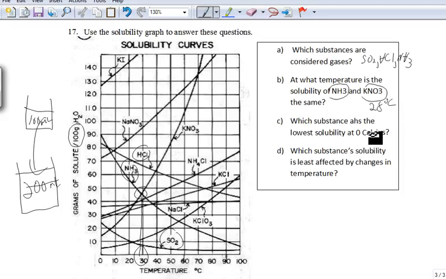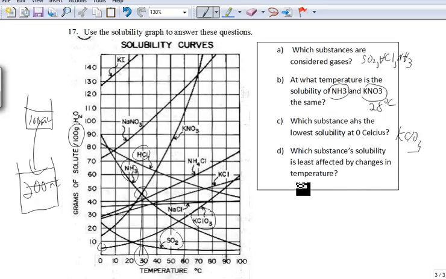Which substance has the lowest solubility at 0? Okay, so there's 0. This substance, which is KClO3, is only 5 grams at 0. So it's the lowest.